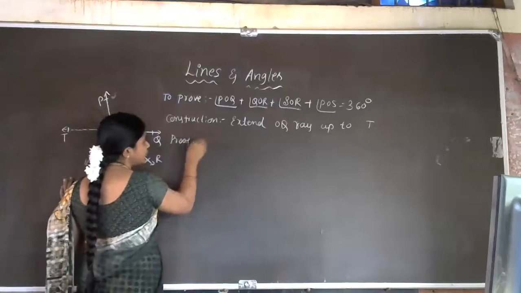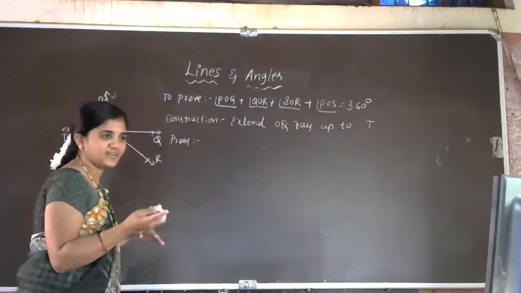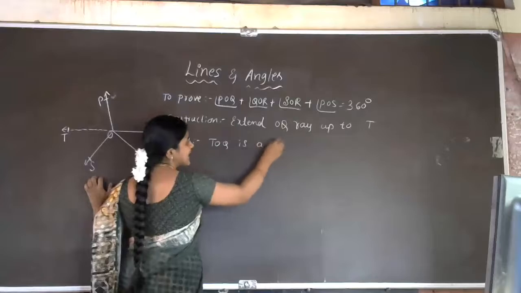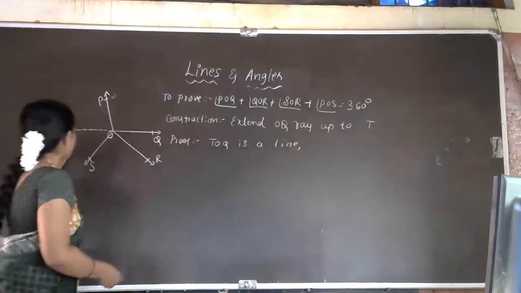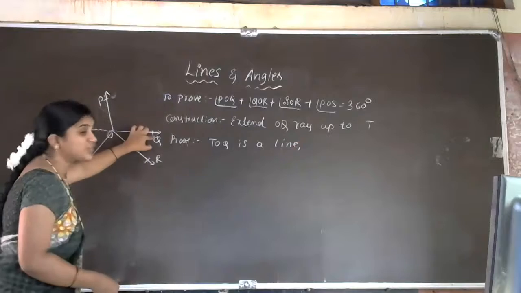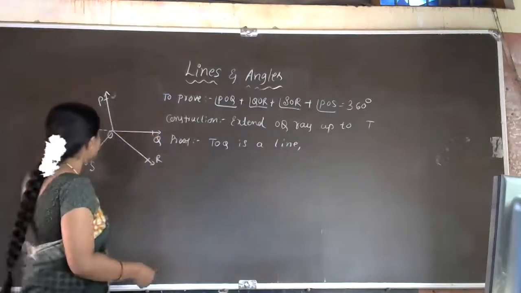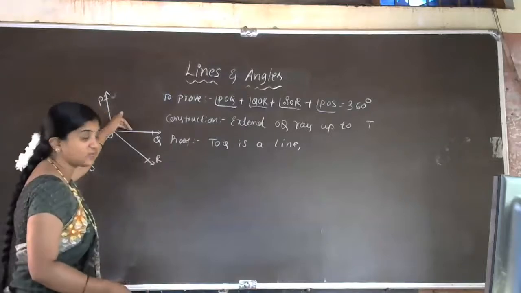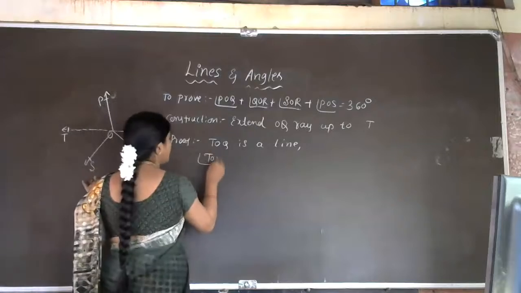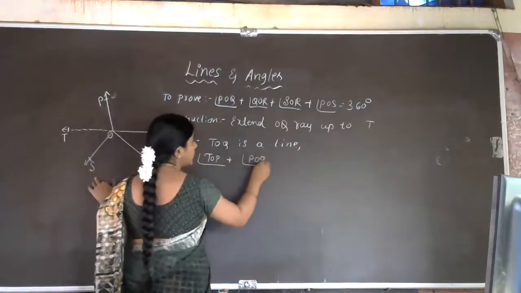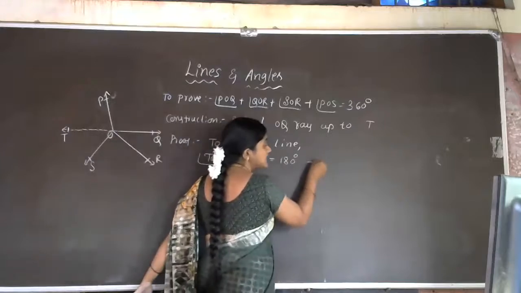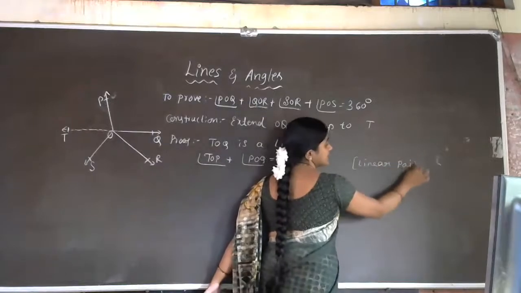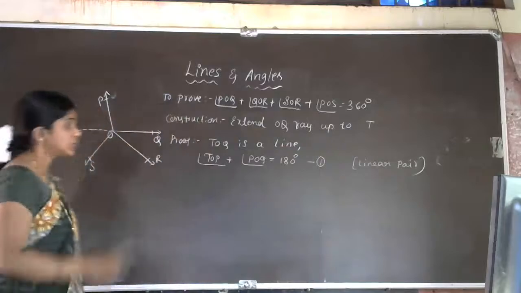I will write it as proof, because the problem is prove that, show that. Okay. So now TOQ is a line. Can I take this TOP plus POQ which is equal to 180 degrees, because it is a line and this is a ray. So linear pair of angles, this angle plus this angle is 180 degrees. Therefore, angle TOP plus angle POQ is equal to 180 degrees. Call this equation number 1. The reason is linear pair.